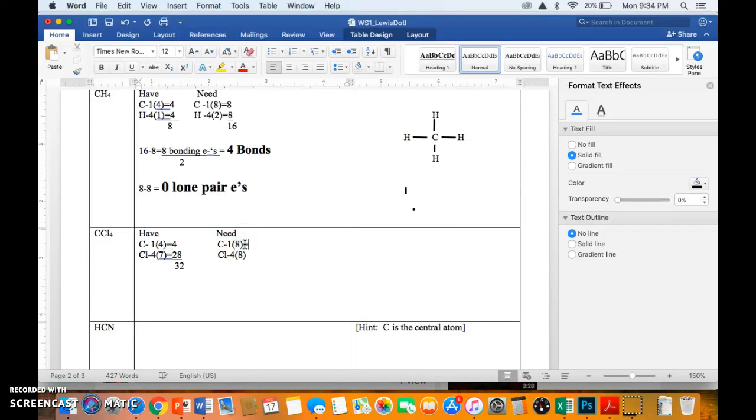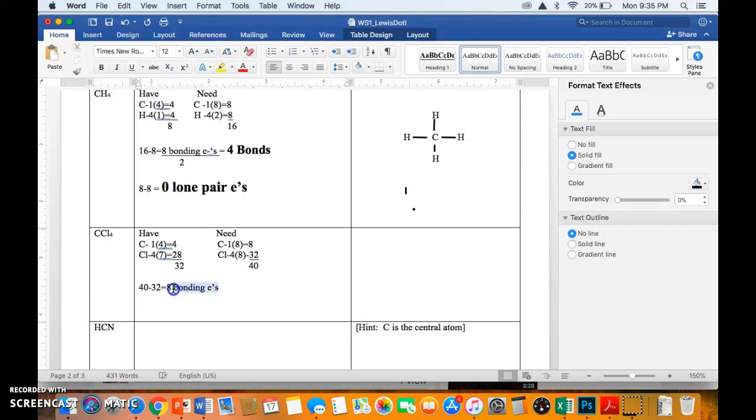So 1 times 8 is 8. 4 times 8 is 32. So now I add these up to get my sum of how many electrons I need. 8 plus 32 is 40. Here's my have, here's my need. Next step, need minus have. 40 minus 32 gives me 8 bonding electrons, and that is step 3.